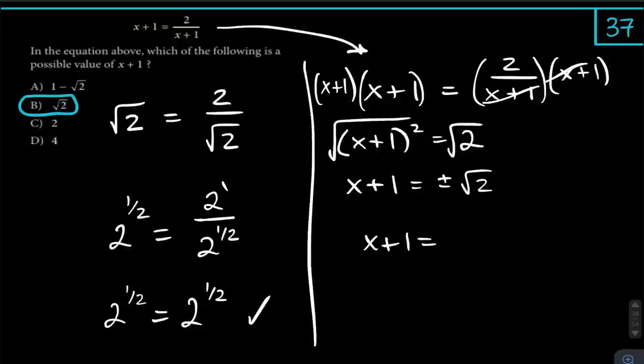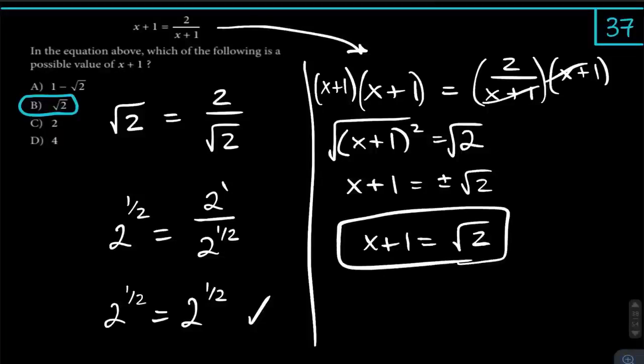And so that being x plus 1, right? We're not solving for x here, we're solving for x plus 1, which is going to equal rad 2, and that is choice B. Okay, so that is problem 37.